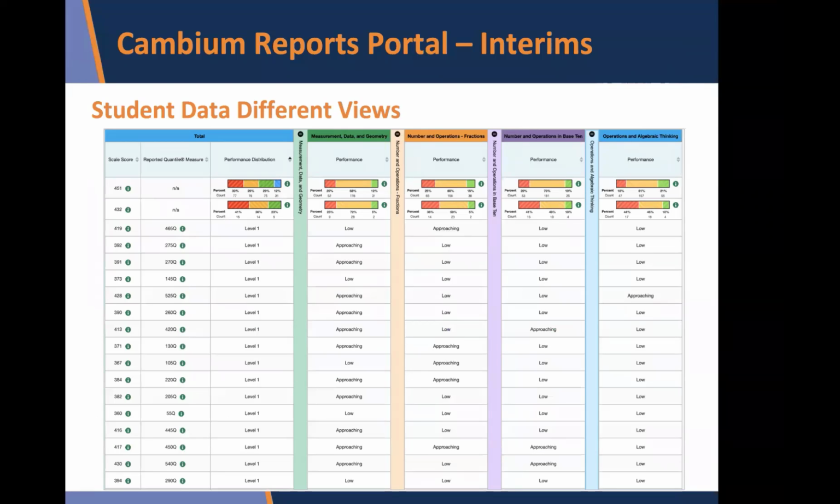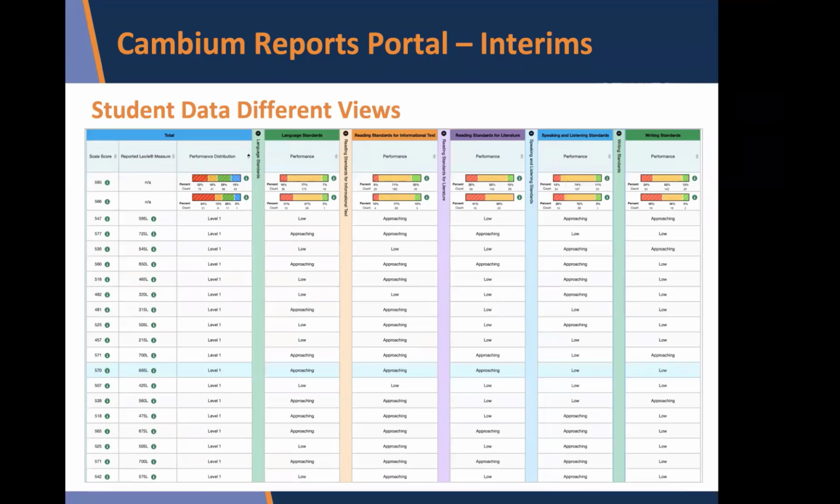So if we look here, this is the math. I've sorted here by overall performance of level 1, so I can see all of the students. Now I've taken the student name off of here, which is obviously going to be essential for you, but because I can't show you actual student data, I've taken that off. So you would be able to screenshot this from the portal and take a peek at those level 1 kids. I did the same thing for ELA.